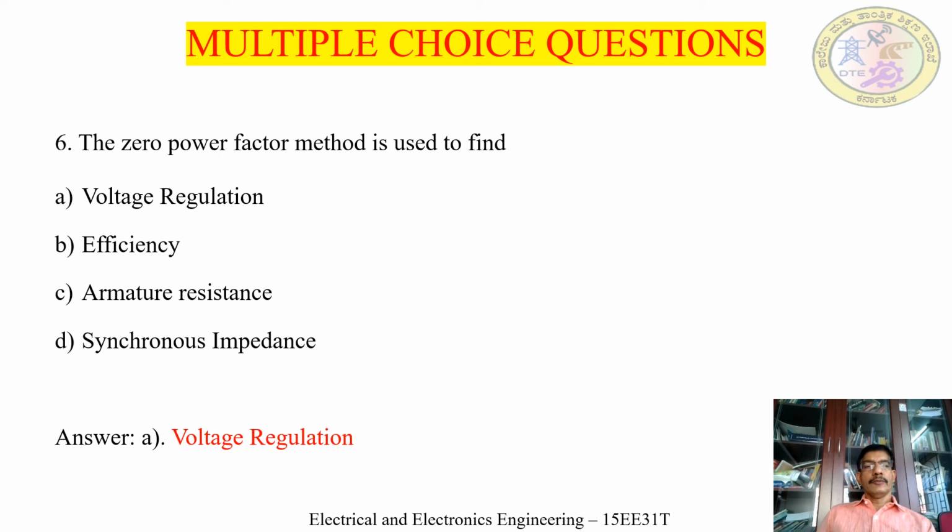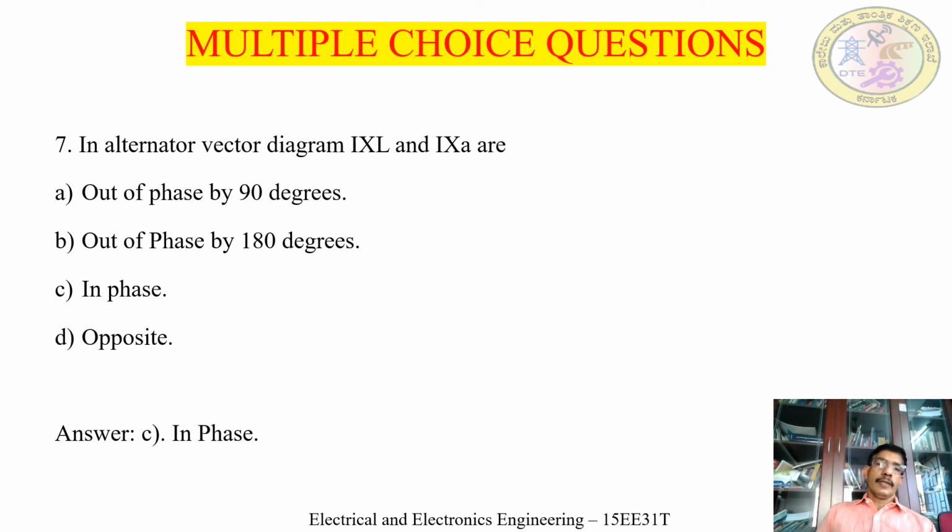Zero power factor method is used to find voltage regulation, efficiency, armature resistance, or synchronous impedance. Using ZPF method, you can find out the voltage regulation. In alternator vector diagram, IXL and IXA are out of phase by 90 degrees, out of phase by 180 degrees, in phase, or opposite. We practiced with many vector diagrams: IXL and IXA, armature reaction drop and armature leakage reactance drop, are in phase. Only resistance drop has a 90-degree phase difference.